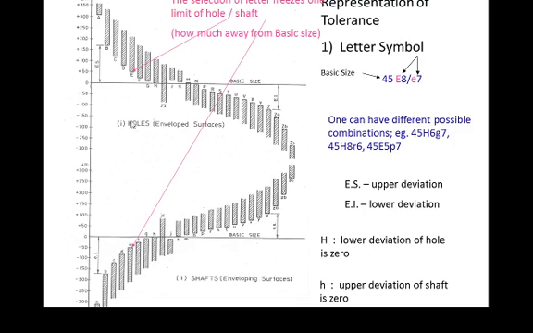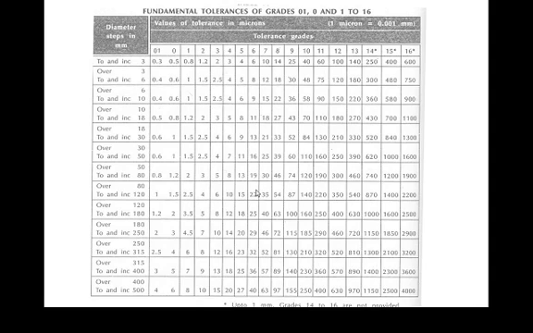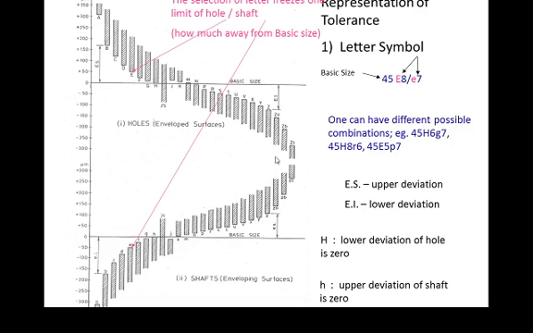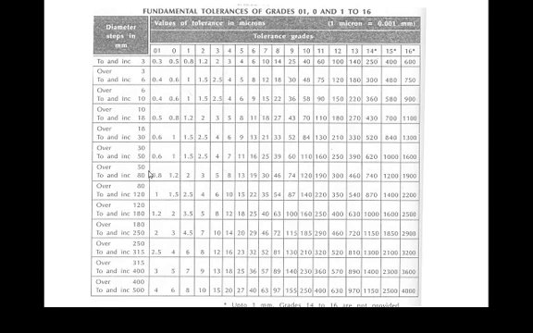Now it will show the tolerance values here. Let us see this: 45 E8 and E7. The 45 diameter lies in the range of 30 to 50. Now we want to select E8. See the corresponding value: it is 39 microns, that is 0.039 mm, and E7 is 25 microns, that is 0.025 mm.